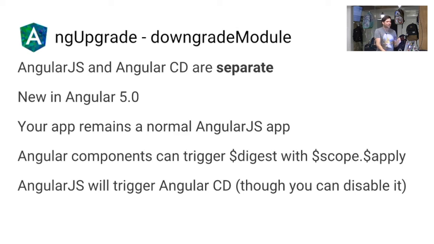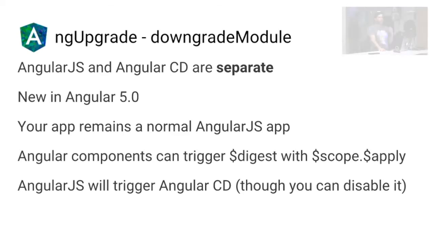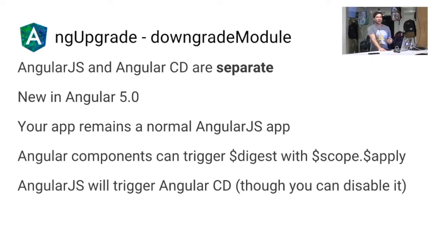The nice thing about using downgrade module is your app is just an AngularJS app. You don't have to bootstrap it any differently. It stays exactly the same as it did before you upgraded. But you can use Angular 2 components in your AngularJS app. The AngularJS part of your app, with the scope and all that, will live separately from the Angular 2 components in your app.